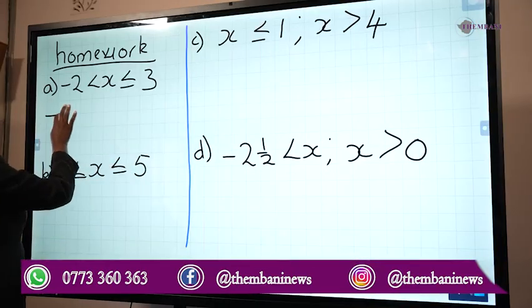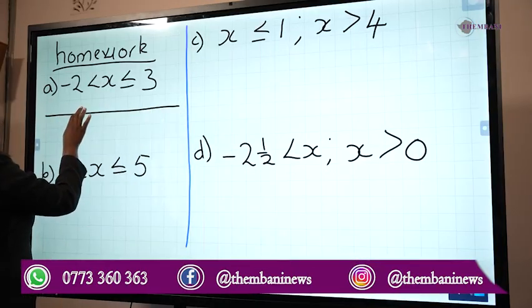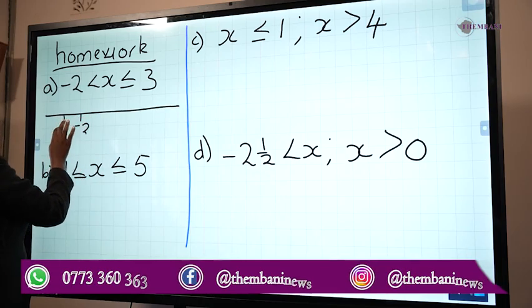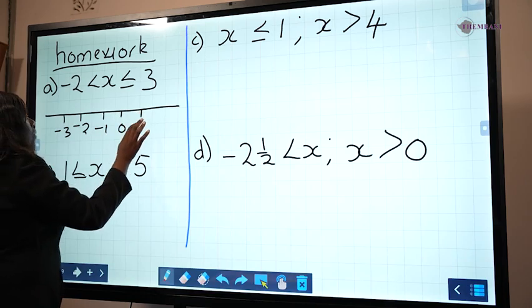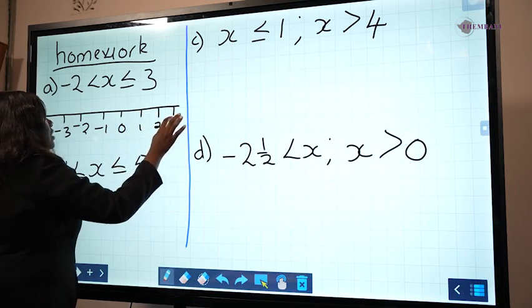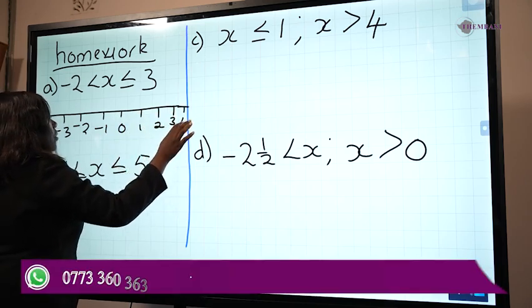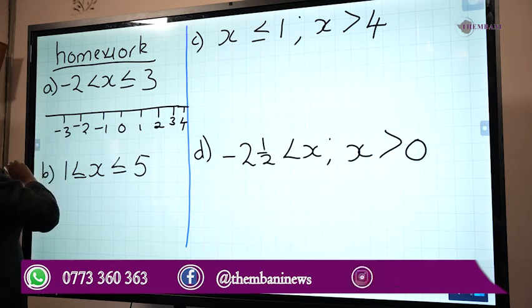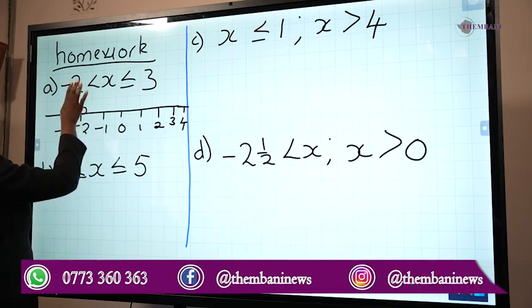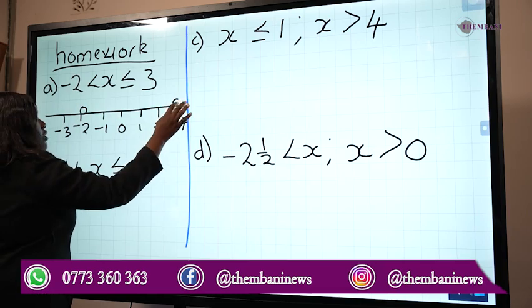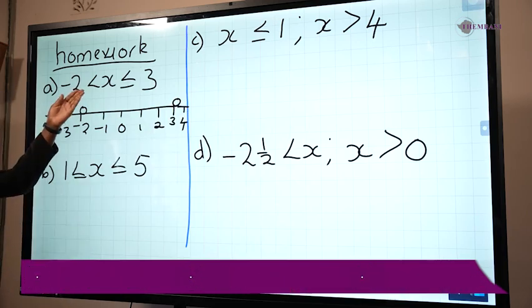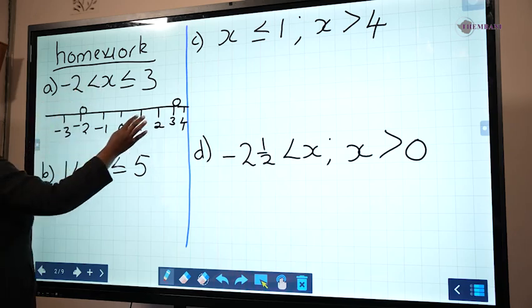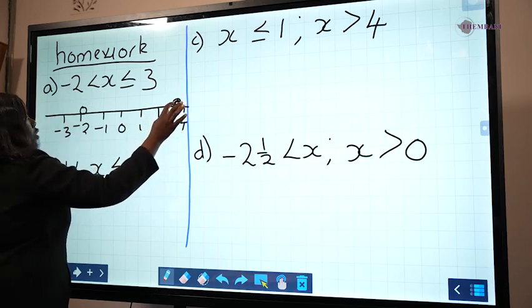So our number line, we need a -2, so it means here there's a -3, here -1, 0, 1, 2, 3, 4. Then we put our small circles on the focus numbers, -2 and also on 3. We want to see where we are shading. Are we shading on this? No, we are shading on the other one because there is an or equal to.